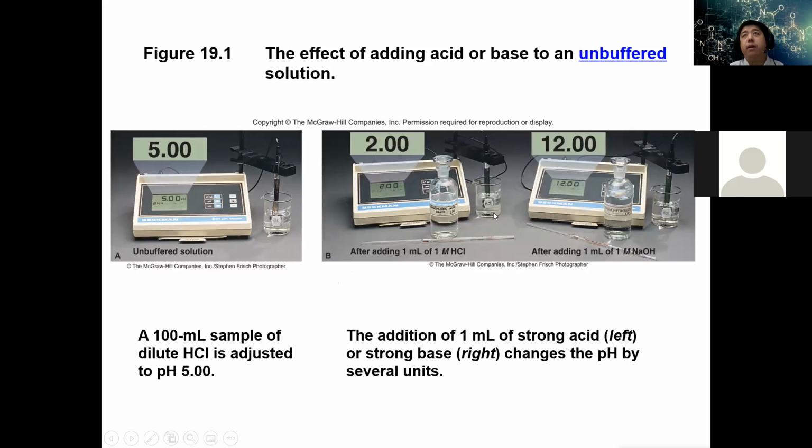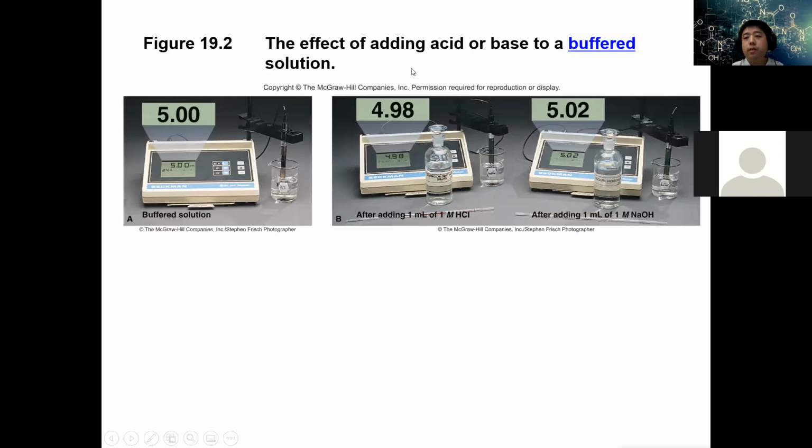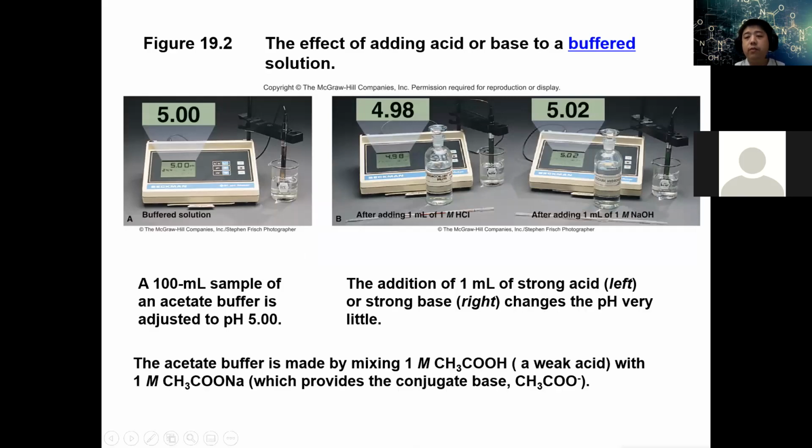When we are talking about the effect of buffers, consider a scenario where I do not have a buffer. If I have a pH of 5 and add even 1 milliliter of a concentrated acid, it becomes a pH of 2. Or if I add 1 milliliter of NaOH, it immediately becomes a pH of 12. So the pH changes significantly with just a small amount. Now, if I had a buffer, you'll notice that the change is very insignificant. The pH changes by 0.02 instead. There's a very big difference.